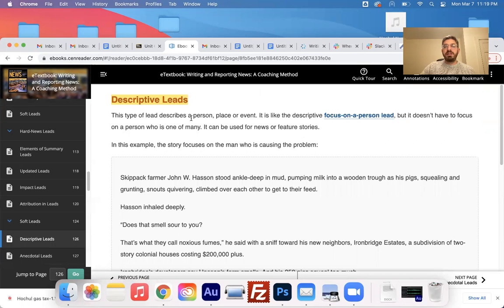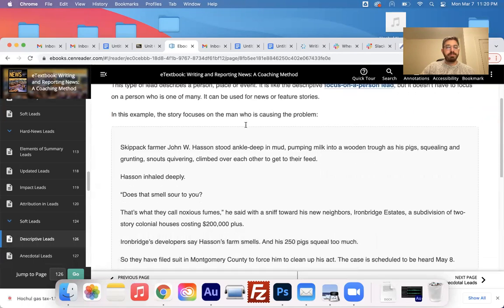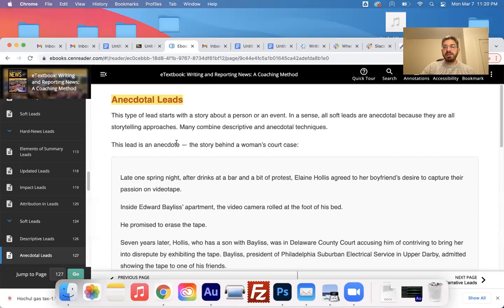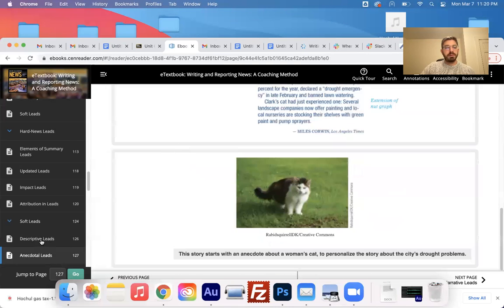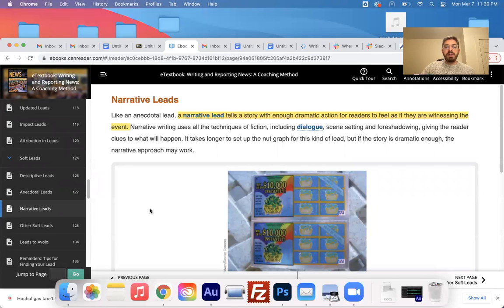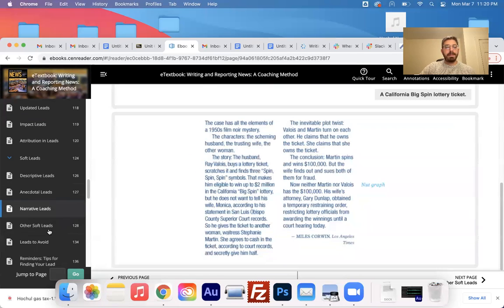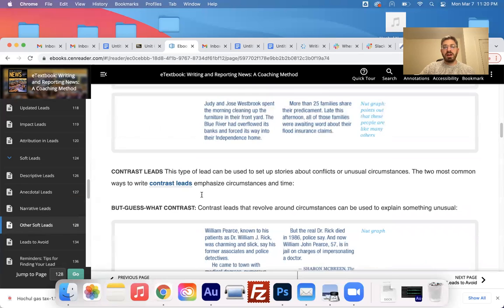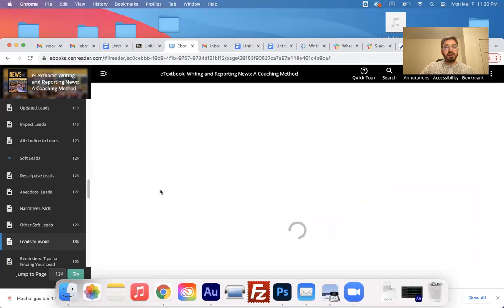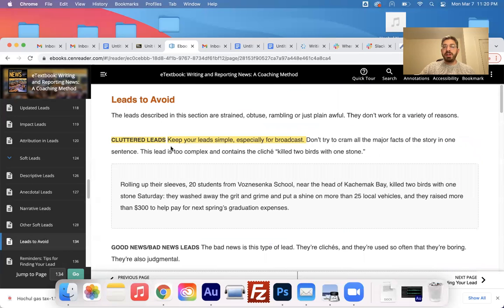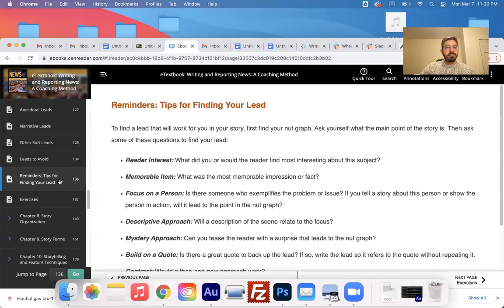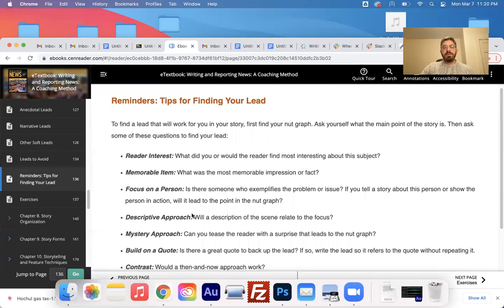Descriptive leads. This type of lead describes a person, place, or event. Anecdotal leads. Narrative leads. A narrative lead tells a story with enough dramatic action for readers to feel as if they are witnessing the event. Other soft leads. Leads to avoid. Cumbersome leads. Remember to keep your leads simple. And there are reminders, tips for finding your lead.